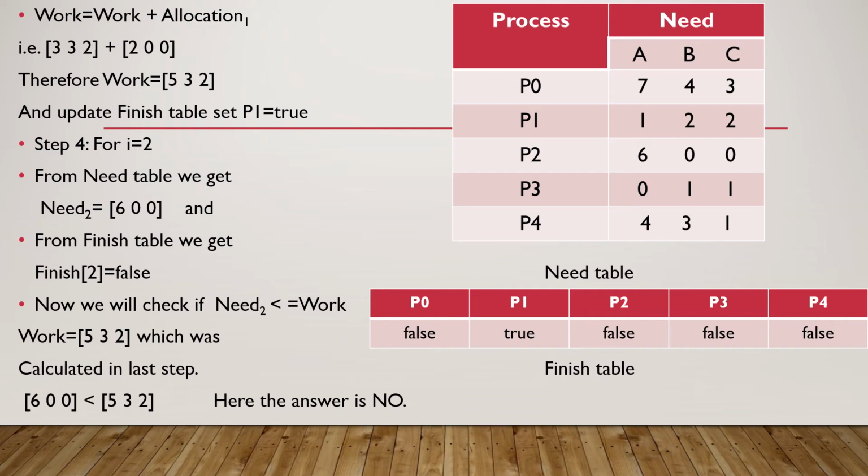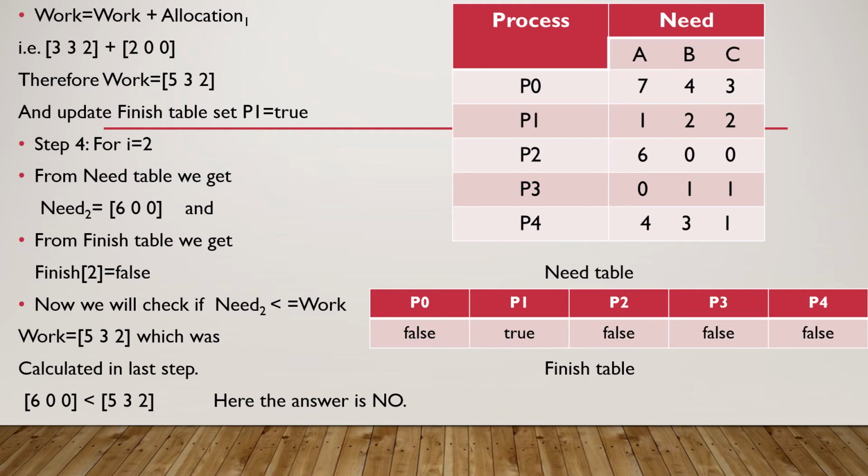Now this allocation is in the given values. In the given values there are allocations given for P0, P1, P2 to P4. So allocation of P1 will be added into the work. So 332 plus allocation 200. So the values for work become 5, 3 and 2. And we will set P1 as true because we have already taken P1 into the safe sequence. Now the I value will be incremented, it will be 2.